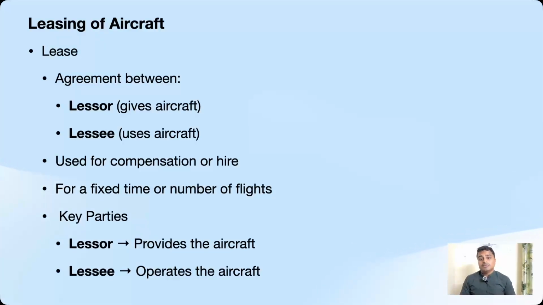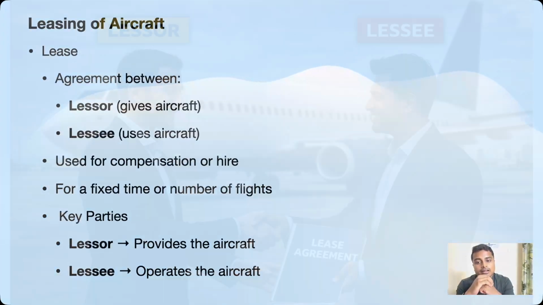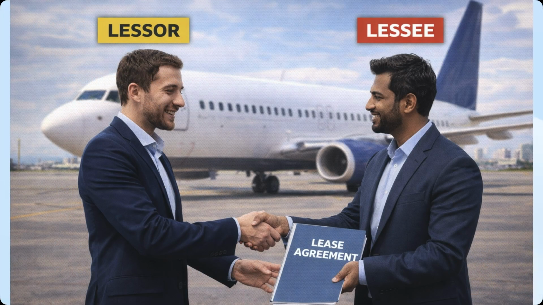Now let's understand a very important concept in aviation, which is leasing. Most people think airlines own all the aircraft, but that's not true. A large number of aircraft that you see flying are actually leased. So what is leasing? A lease is simply an agreement where one party, called the lessor, gives an aircraft to another party called the lessee to use for a specific period or number of flights.